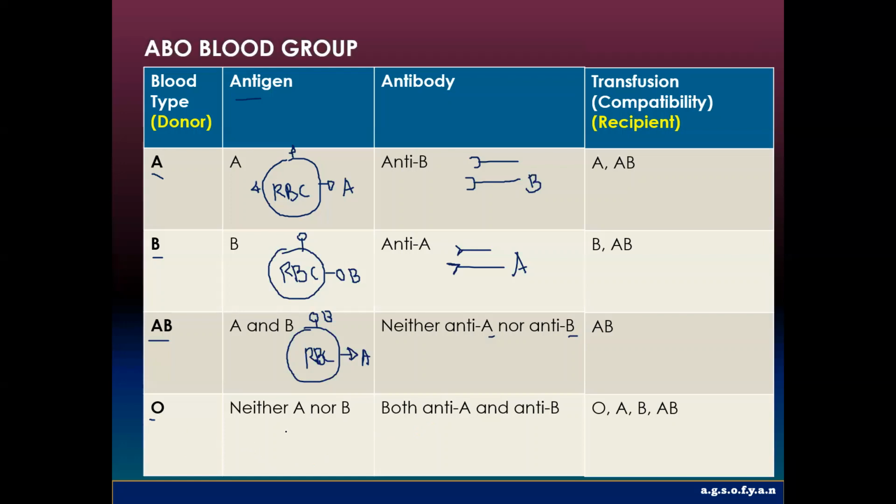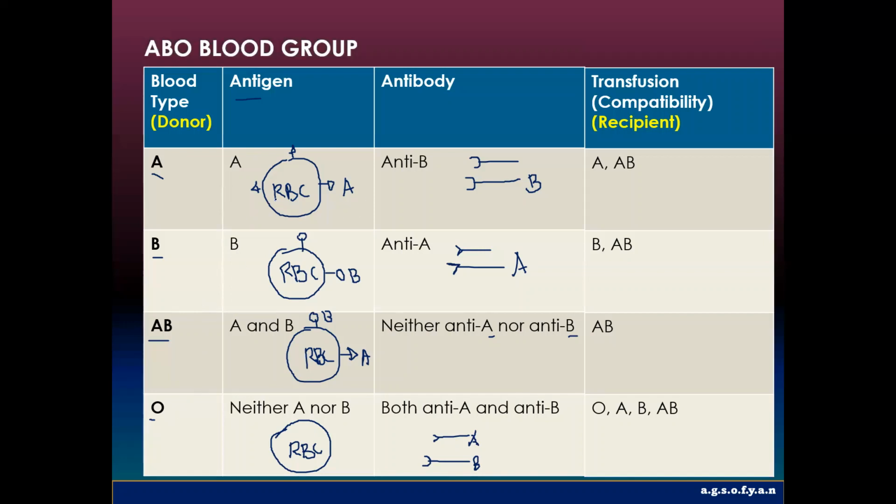Now, how about O? Blood type O will not carry the antigen on his red blood cell. It's smooth like this. Okay? And because he does not carry antigen A or B, it means that he will be able to produce both antibody A like this and antibody B like this. Okay, so this is the blood type A, B, AB, and O.